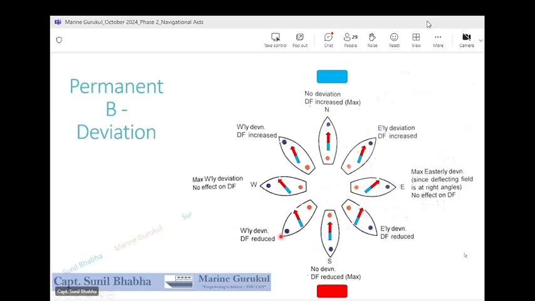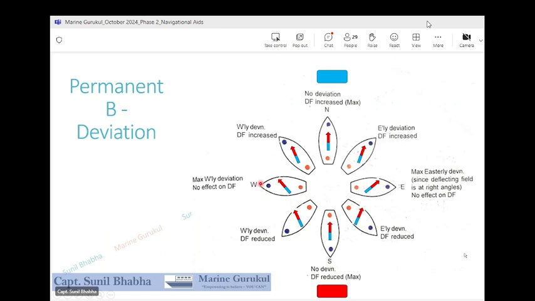When the ship goes on southwesterly heading, you can now see that the blue pole at the bow repels the blue end of the compass needle. Similarly, the red pole at the stern of the ship repels the red end of the compass needle, generating a westerly deviation.